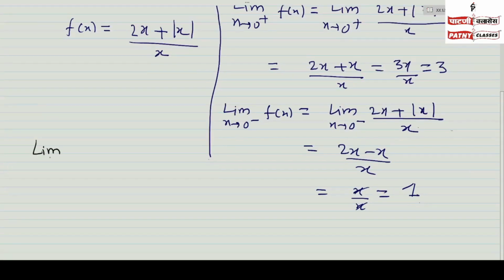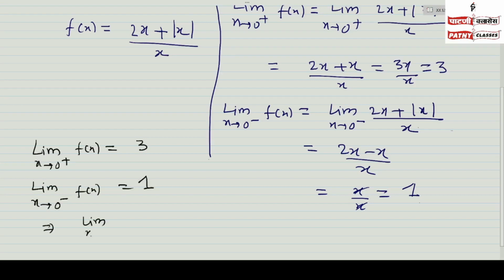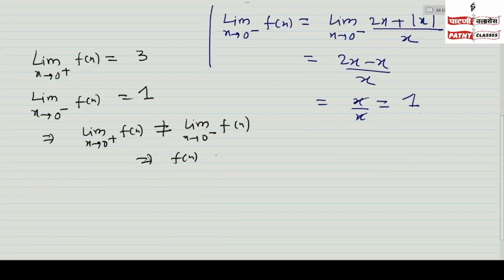Thus, the limit as x tends to 0 plus of f of x equals 3 and the limit as x tends to 0 minus of f of x equals 1. This implies the limit as x tends to 0 plus of f of x is not equal to the limit as x tends to 0 minus of f of x, which implies f of x is discontinuous at x equals 0. Hence proved.